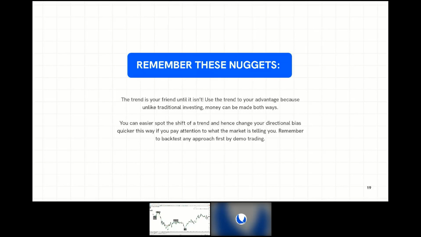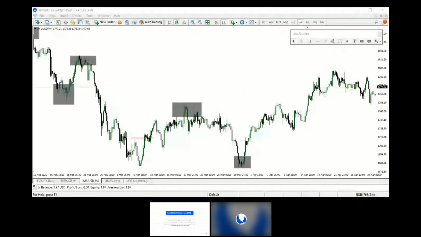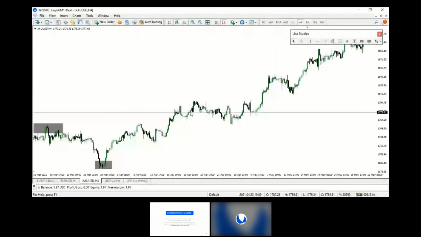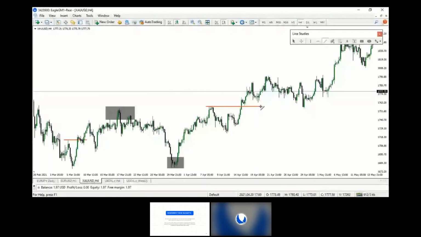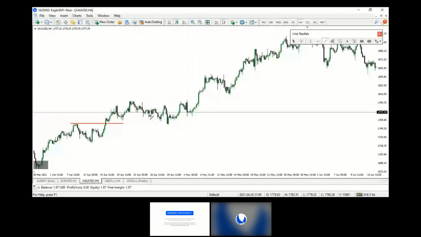You must remember to backtest any approach first by demo trading. Now let's go to the charts more before we bring the webinar to an end. Just from looking at the charts, you can see there is also continued breaking market structure, which means price will continue to trade in that certain direction, right? You have it right there also.